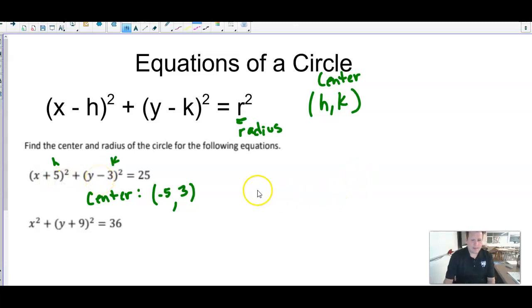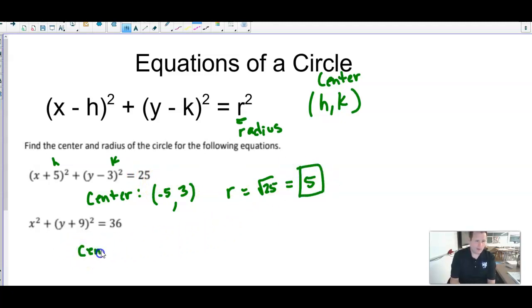And then my radius is just going to be this number square rooted. So the square root of 25, which is 5. Or you can think of what squared gives me that number: 5 squared gives me that. So that'd be my center and my radius.